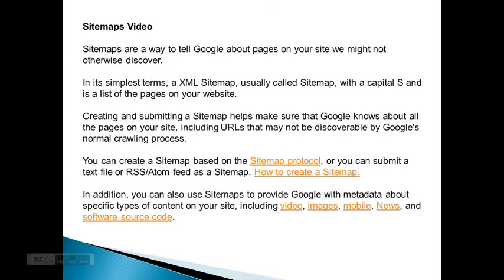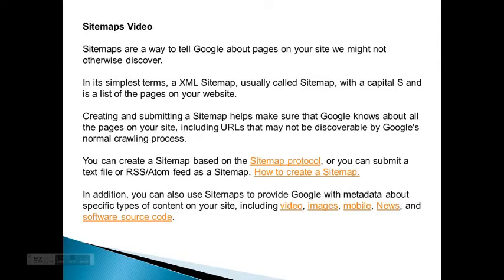So sitemaps are a way to tell Google about pages on your site they may not otherwise discover. In its simplest terms, an XML sitemap, usually called Sitemap with a capital S, is a list of the pages on your website. Creating and submitting a sitemap helps make sure that Google knows about all the pages on your site, including URLs that may not be discoverable by Google's normal crawling process.